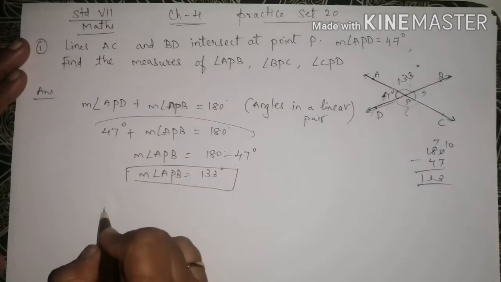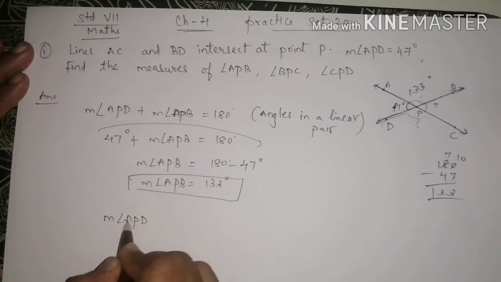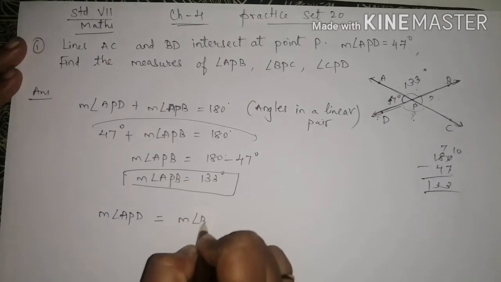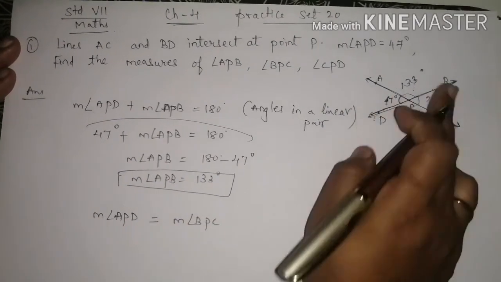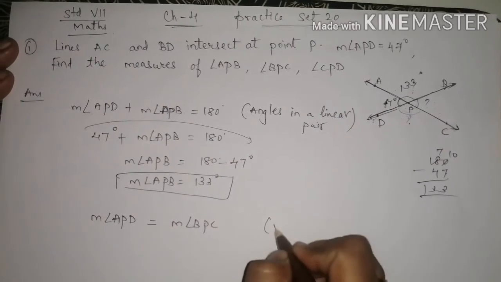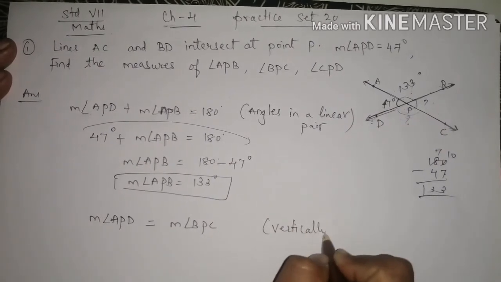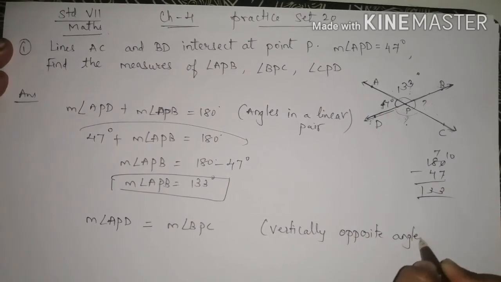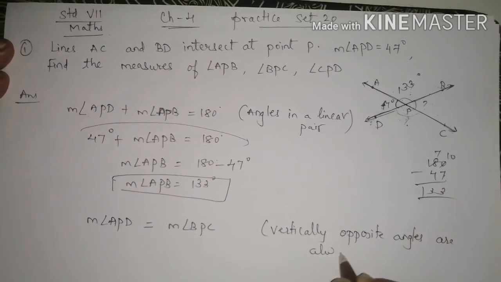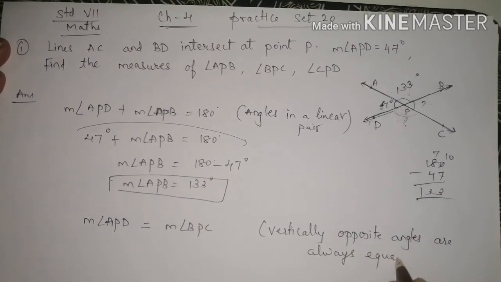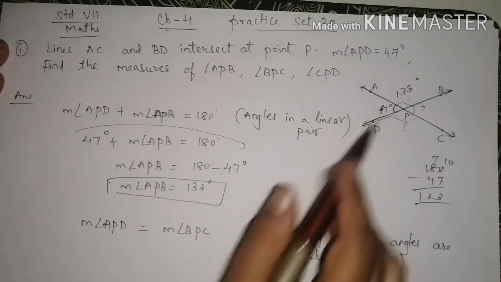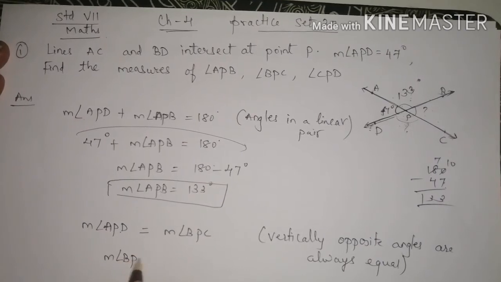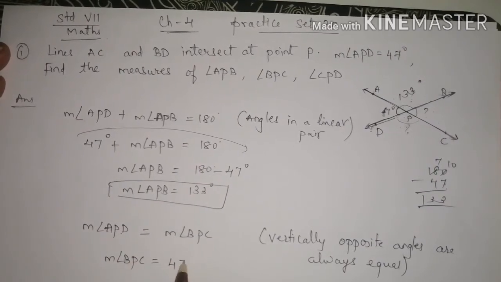Now measure of angle APD is equal to measure of angle BPC. Why are they equal? Because they are vertically opposite angles. We will write here: vertically opposite angles are always equal. So out of that, APD I know is 47. So if APD is 47, BPC is also 47. Therefore measure of angle BPC is also 47 degrees.